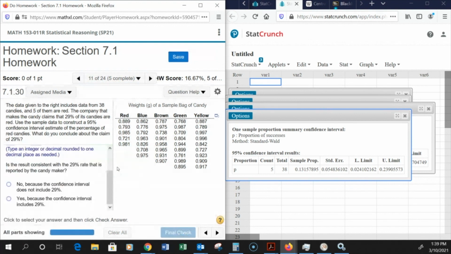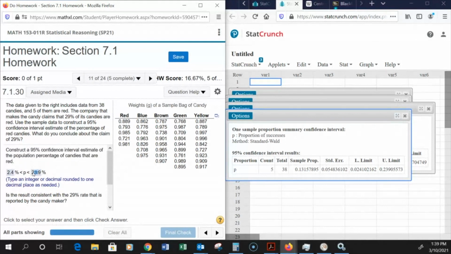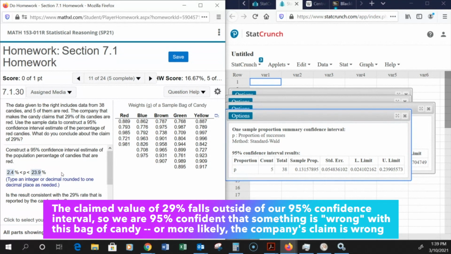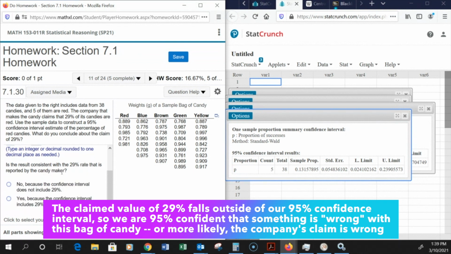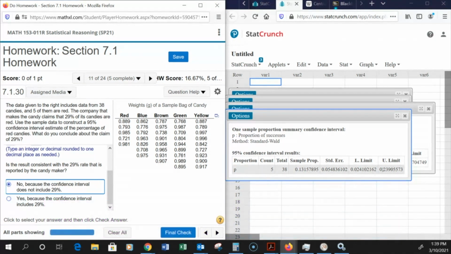And then they say, so does that fit? Well, the company says there are 29%. I don't know the true value of p, but I'm pretty confident that it's between 2.4 and 23.9, which means it's not 29. I think I got gypped. I need a different bag of candy. Is the result consistent? No, because that interval does not include 29%.